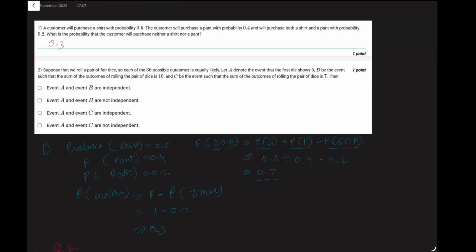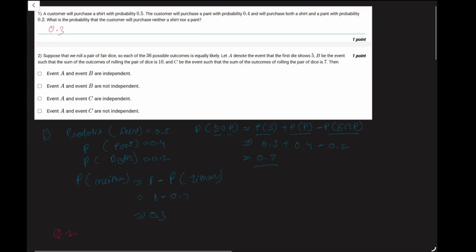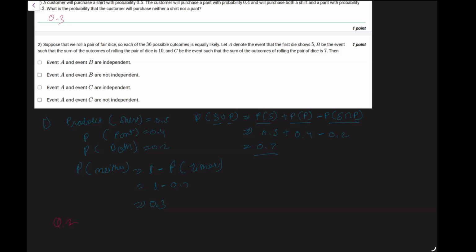Suppose that we roll a pair of fair dice, so each of the 36 possible outcomes is equally likely. Let A denote the event that the first die shows 5, B be the event such that the sum of the outcomes of rolling the pair of dice is 10, and C be the event such that the sum of the outcomes is 7. Then we have some options. Event A and event B are independent, or are not independent. Event A and event C are independent, or event A and event C are not independent.